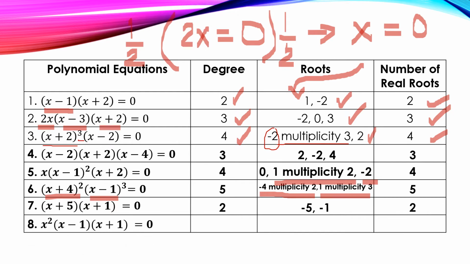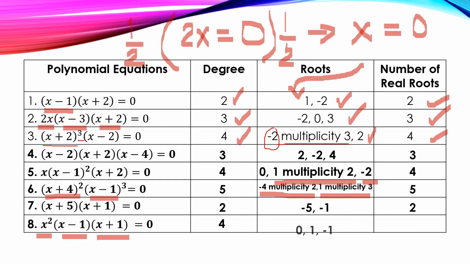Okay? And our last item, we have x cubed times the quantity of x minus 1 times the quantity of x plus 1 is equal to 0. Okay, what is the degree? That is 5. Okay, so paano natin nakuha yung 5? So, dito sa x cubed, tatlo na yan. Tapos, isang x minus 1, tapos itong x plus 1. So, tag-isa sila, plus itong 3. So, we have a total of 5.